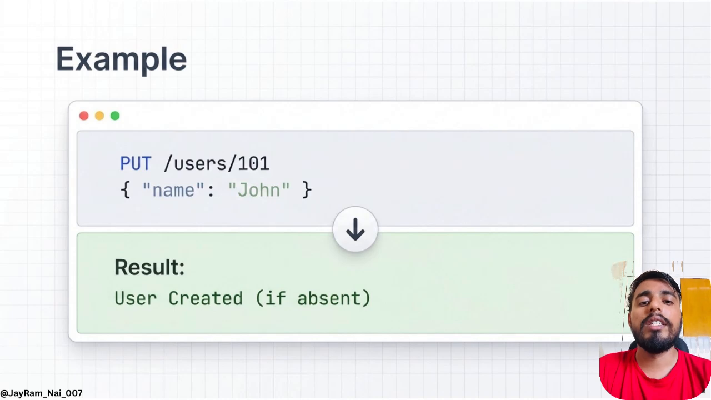The key is PUT is idempotent. Call it once, call it 100 times, same result you will get. The resource ends up in the same state. That's what makes it safe to use for upsert-style logic. PATCH, on the other hand, is not guaranteed to be idempotent, depends on how it's built.